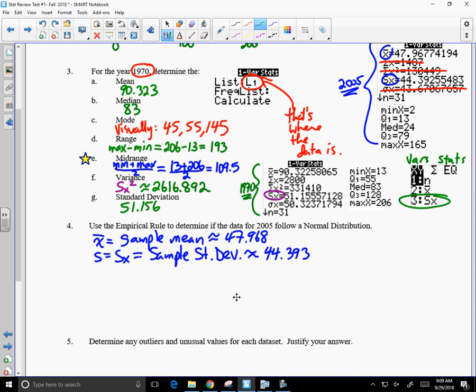Snotty comment of the day: if you don't like any of this stuff on the calculator, you're more than welcome to do this all by hand. That was more of a joke than anything else, because I don't think anybody was seriously entertaining finding standard deviation by hand, especially for that mega list of data.